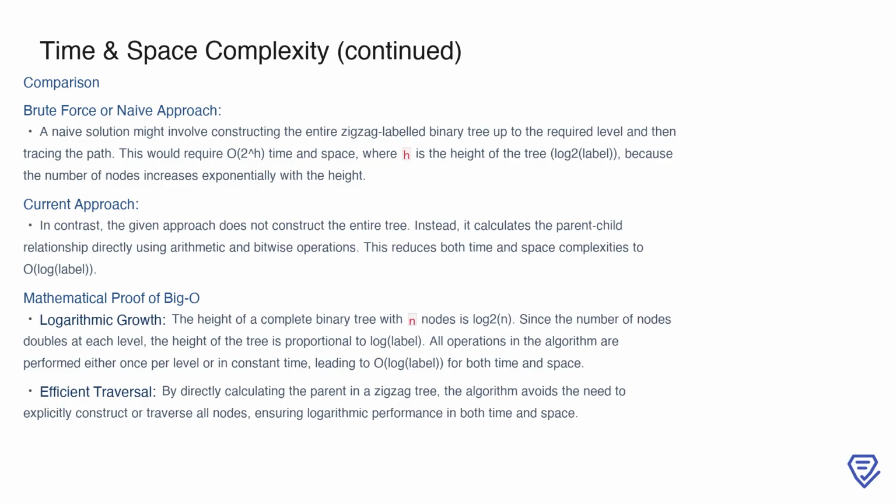This optimization reduces both time and space complexities to O(log label). Mathematically, this is supported by the logarithmic growth of the tree height with respect to the label. Since all operations in the algorithm are performed either once per level or in constant time, the algorithm achieves logarithmic performance. By directly calculating the parent in the zigzag structure, it ensures efficient traversal without unnecessary overhead.